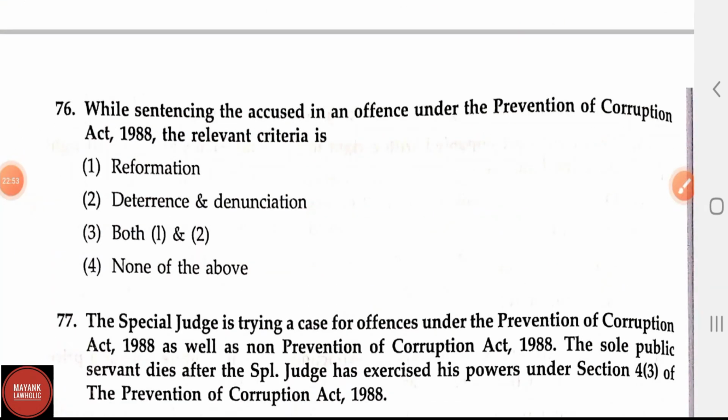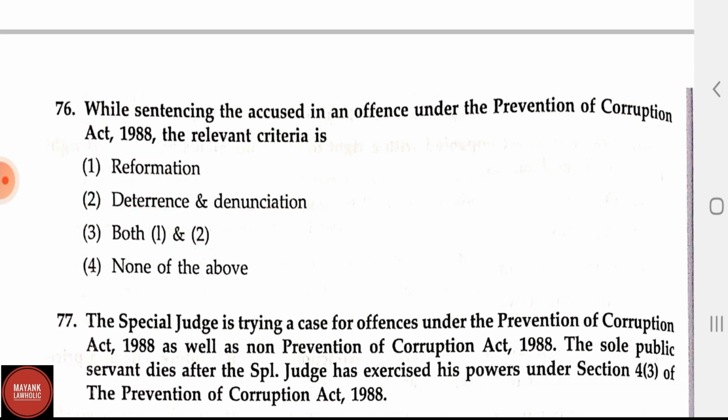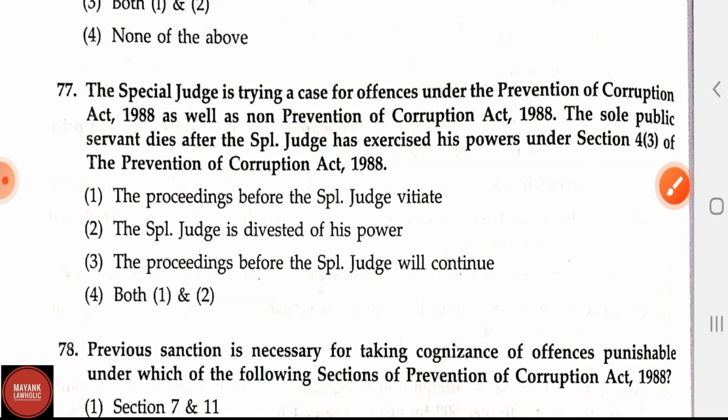Question number 76. While sentencing the accused in an offence under the Prevention of Corruption Act 1988, the relevant criteria is: reformation, deterrence and denunciation, both 1 and 2, and none of the above. Question number 76, the correct answer is option 2, deterrence and denunciation. Now let us see question number 77.